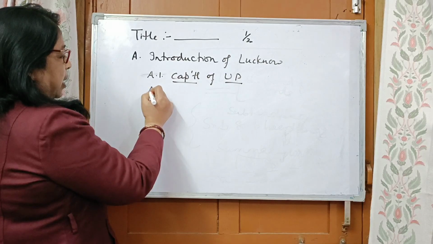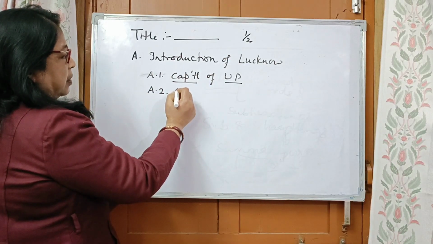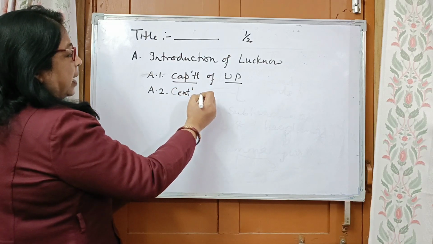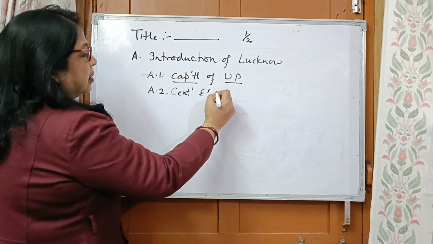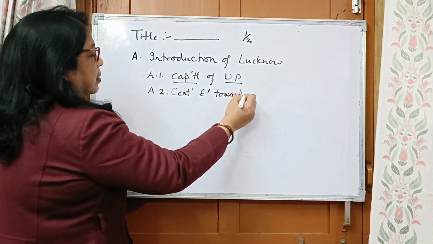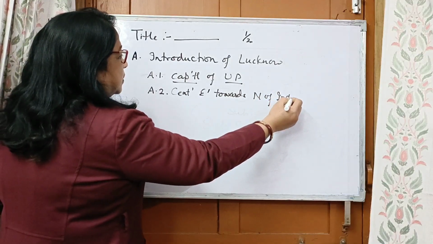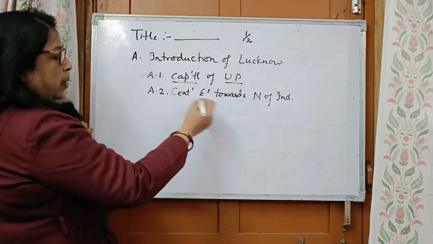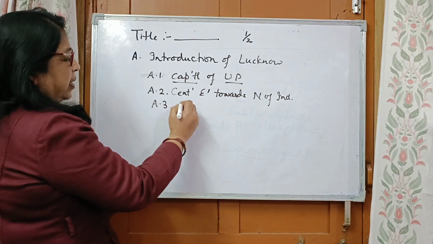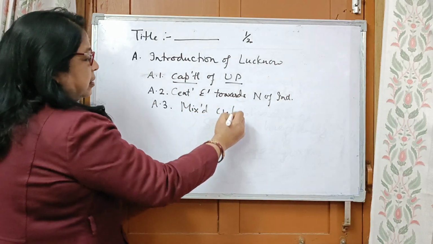Second will be A.2, center and towards north of India. Location. You are noticing the shortened forms. A.3 will be mixed culture.